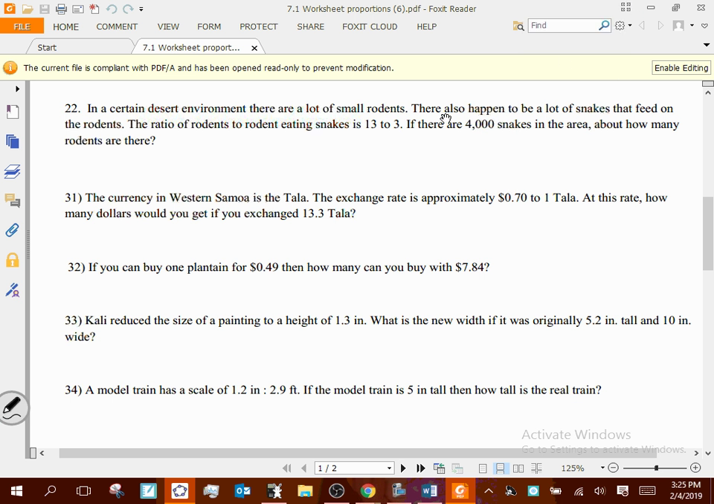Currency in Western Samoa is the tala. The exchange rate is approximately 70 cents to 1 tala. At this rate, how many dollars would you get if you exchanged 13.3 tala? So how many dollars am I getting back? So I cross multiply. 13.3 times 0.7 is equal to x. So 13.3 times 0.7, I would get $9.31 back.